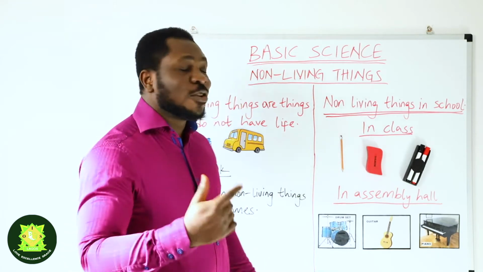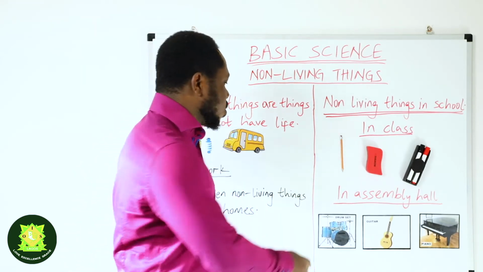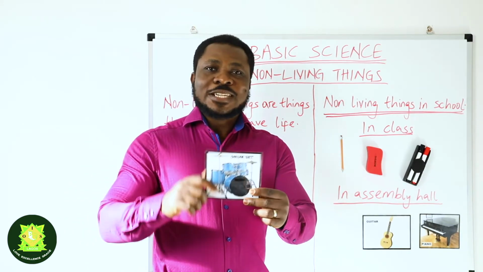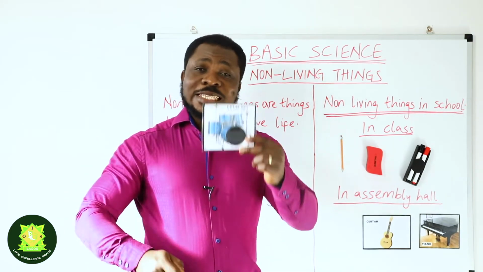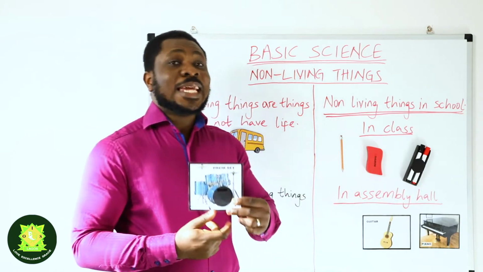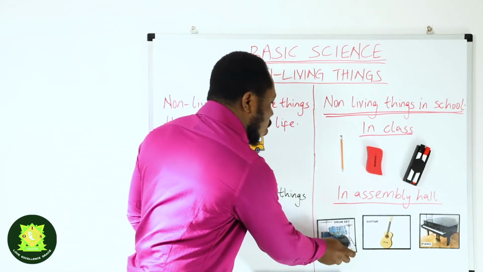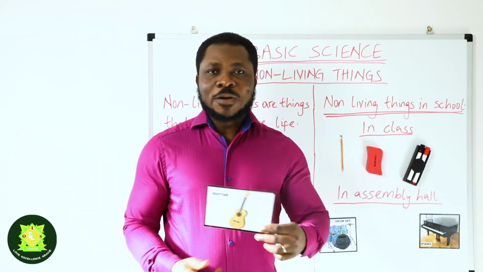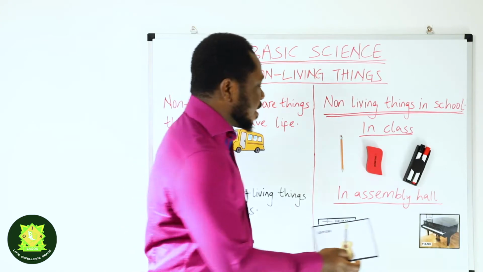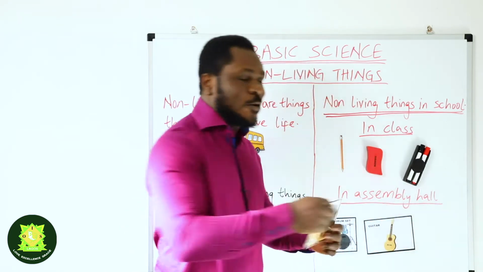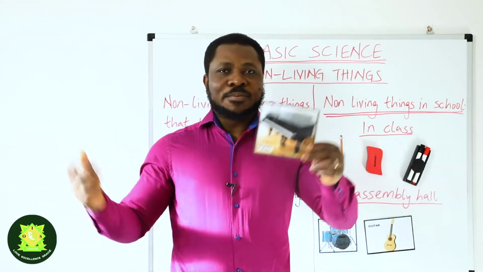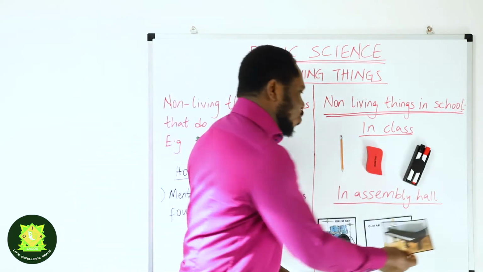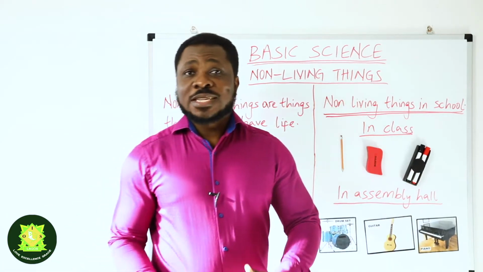A good example of a non-living thing you can find in the assembly hall in your school is the drum set. The drum set that you use in drumming is a good example of a non-living thing in the assembly hall in your school. Also, the guitar is an example of a non-living thing in the assembly hall in your school. And the piano is another example of a non-living thing that you can find in the assembly hall in your school. So what are the other non-living things that you can find in the assembly hall?